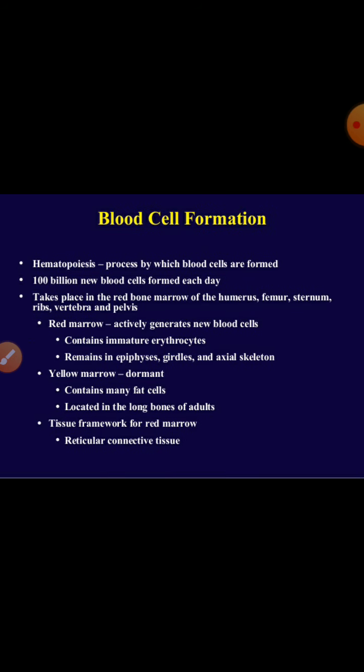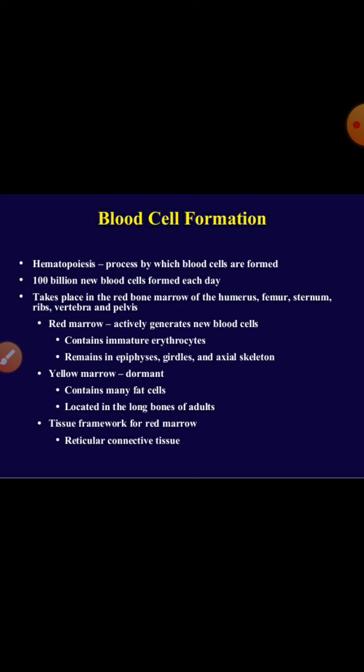Now we study blood cell formation. As we already know, hematopoiesis is a process by which new blood cells are formed from their precursor stem cells. Each day, about 100 million new blood cells are formed from these precursor cells, and this process takes place in the red bone marrow of the humerus, femur, sternum, ribs, vertebra, and pelvic region.